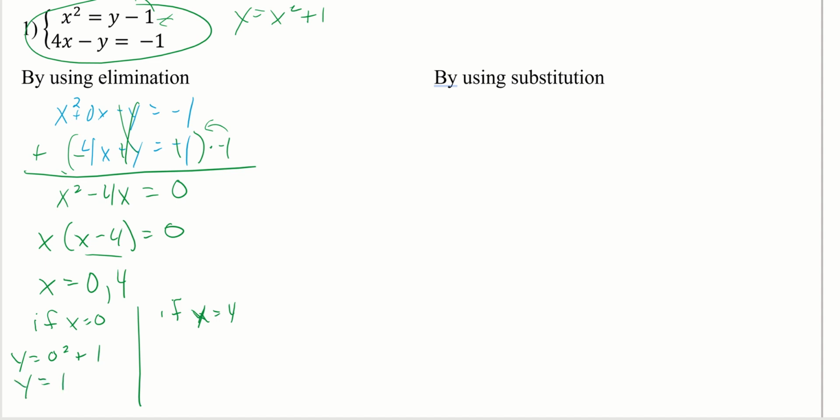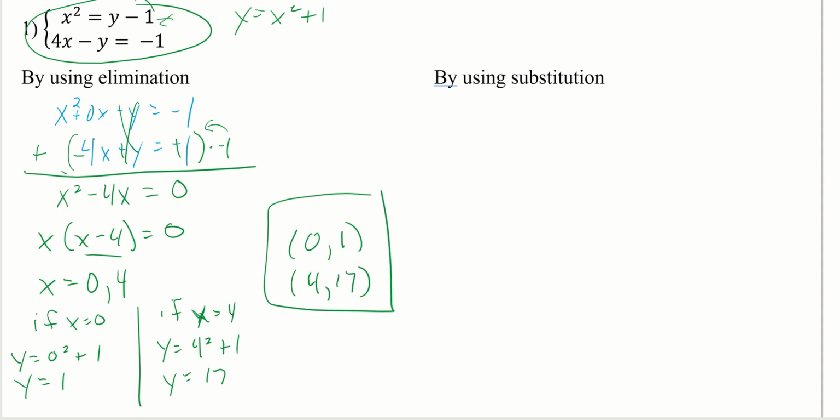So one of my solutions is (0, 1). Now for my other solution, I know x is 4, I need to figure out y. So y is equal to 4 squared plus 1, or in this case, 17.